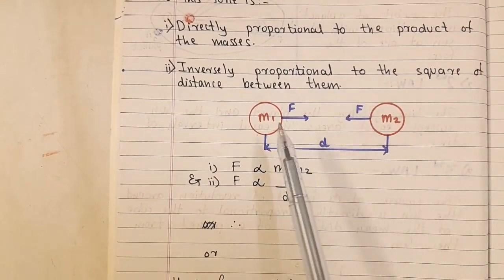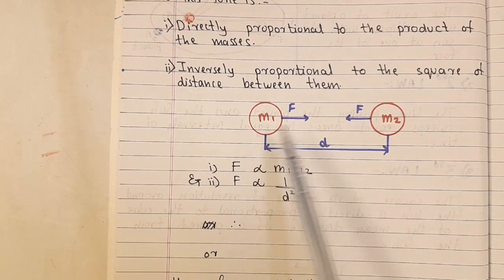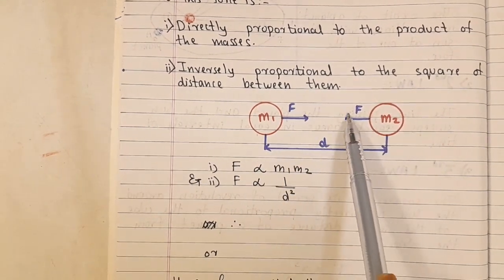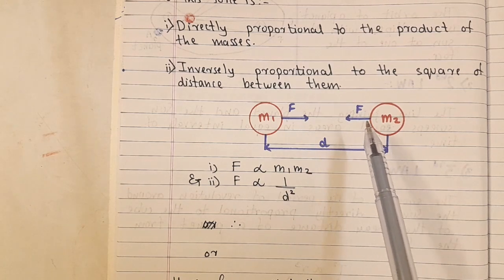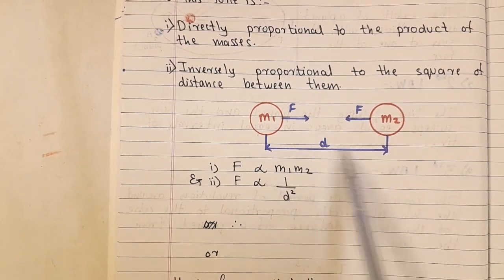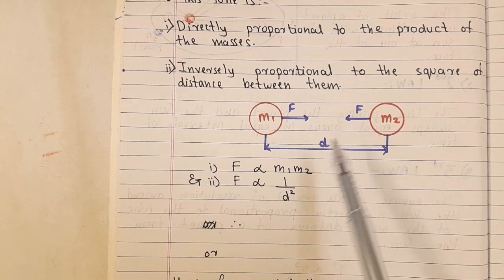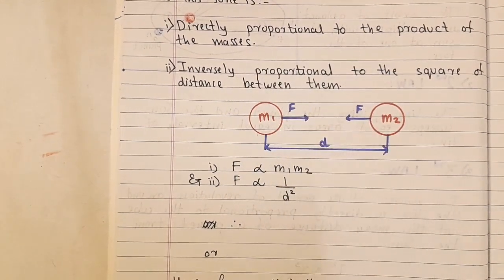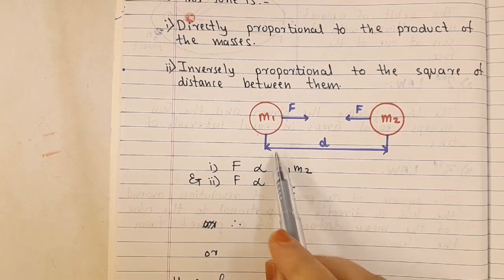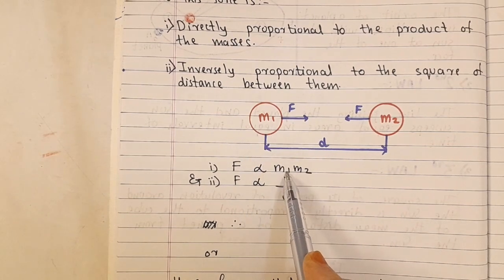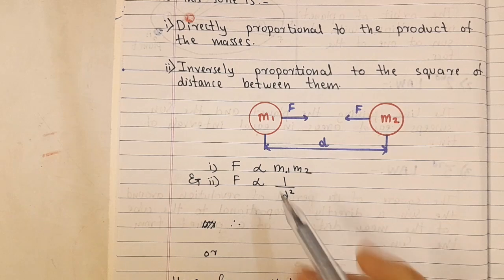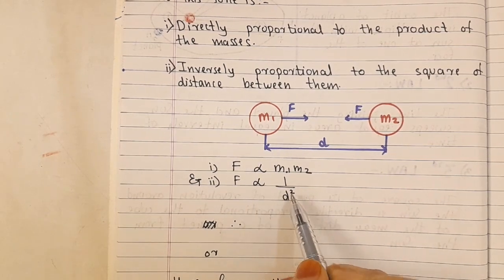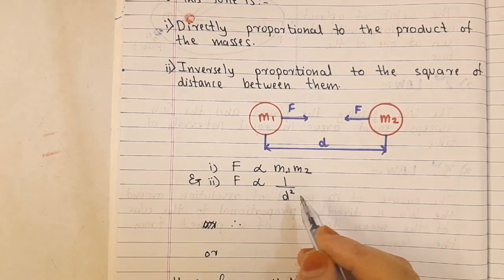Here two different objects are there, and their masses are also different. This is the force by which the two objects are attracted to each other, and this is the distance between the two objects. Now what was the statement? The force is directly proportional to the product of the masses, m1 into m2, and it is inversely proportional to the square of the distance between them.